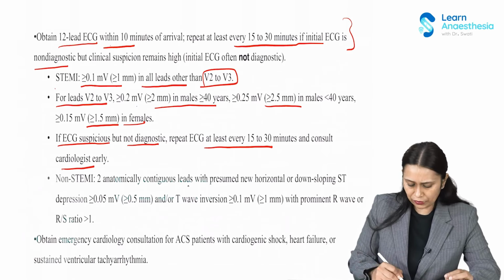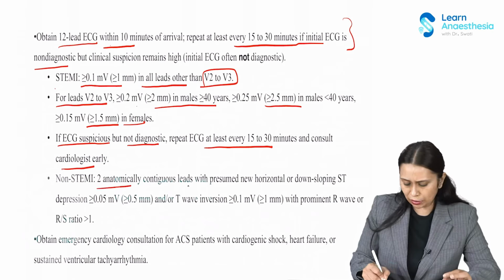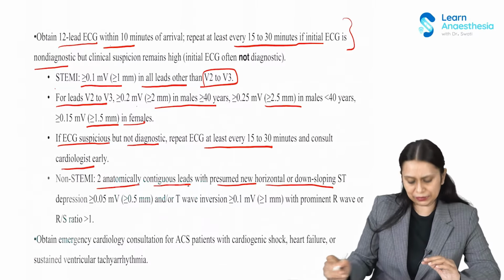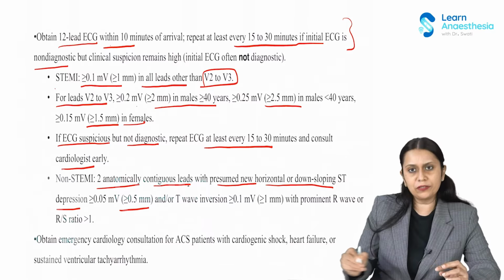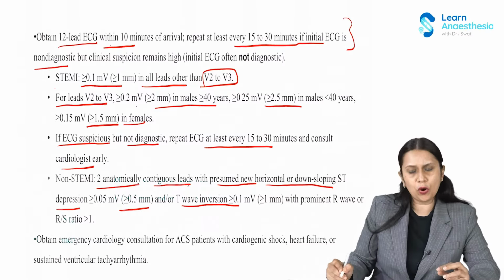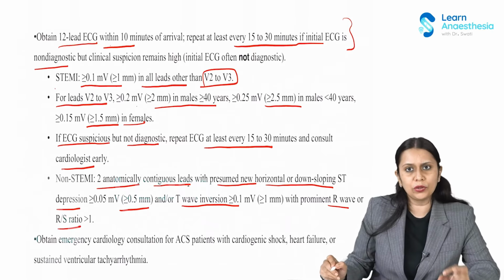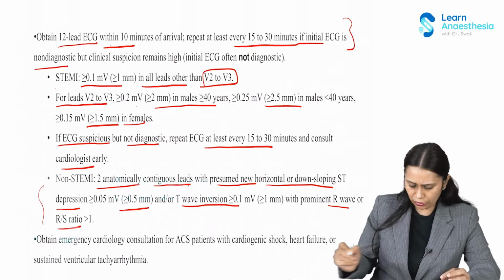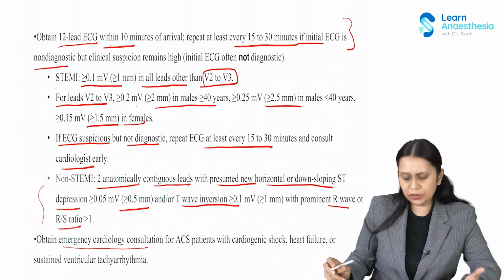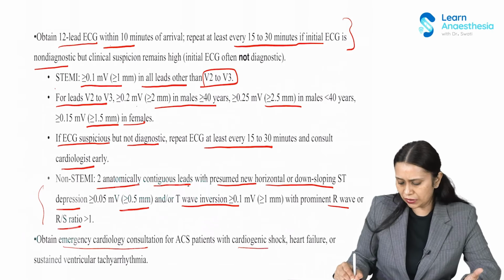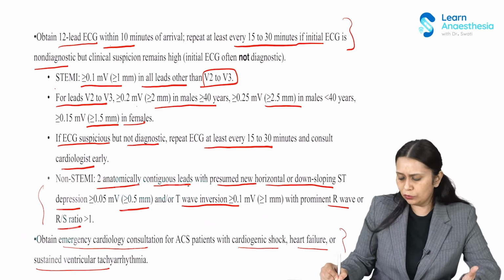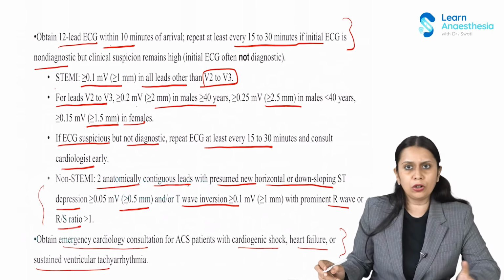For a non-STEMI diagnosis, we look for 2 anatomically contiguous leads with presumed new horizontal or downsloping ST depression of more than 0.5 mm, right? T-wave inversion may be seen, and or a prominent R wave or R/S ratio more than 1. If any of these, we can go for non-STEMI. Now, we will immediately get a cardiology consultation if the patient presents with cardiogenic shock or heart failure or has a sustained ventricular tachyarrhythmia. This could be a complication of STEMI or non-STEMI.